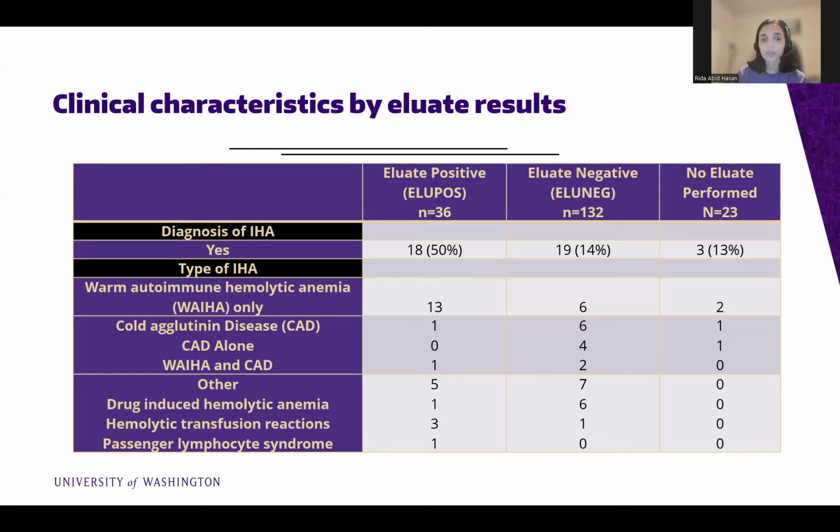And then in terms of the other kinds of hemolytic anemias, I specifically looked at drug-induced, which was much more common in the elution-negative group, as we predicted, and then hemolytic transfusion reactions and passenger lymphocyte syndrome.